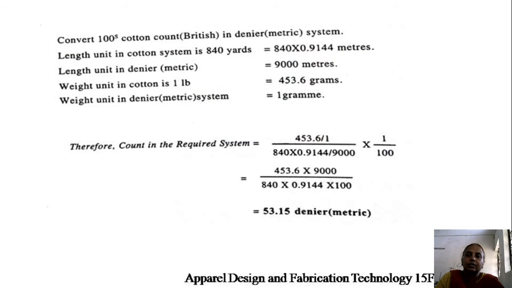Convert 100s cotton count, British, into denier, that is the metric system. The length unit of the cotton system is 840 yards, 840 into 0.9144 meters. The length unit in denier is 9000 meters. The weight unit in cotton is 453.6 grams. The weight unit in denier is 1 gram. So the count required is equal to 453.6 divided by 1, divided by 840. We have to remember this formula, put in the numbers and calculate the denier. After the calculation it comes to 53.15 denier in the metric system.